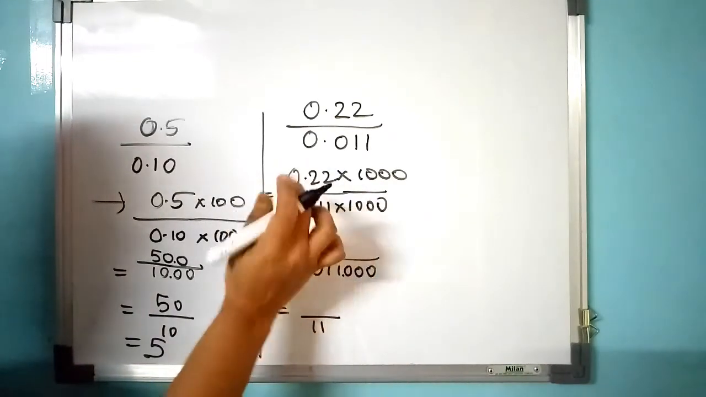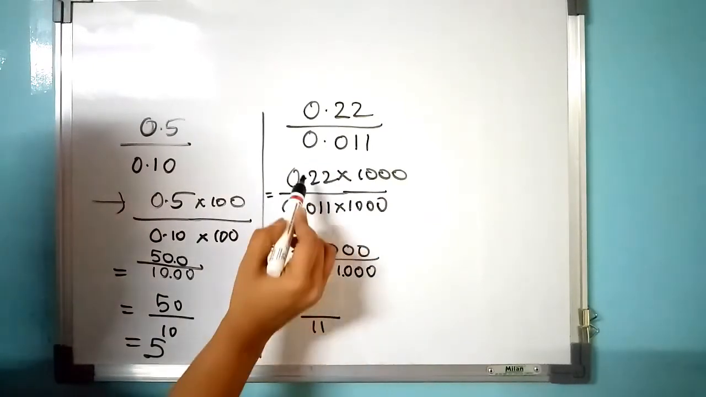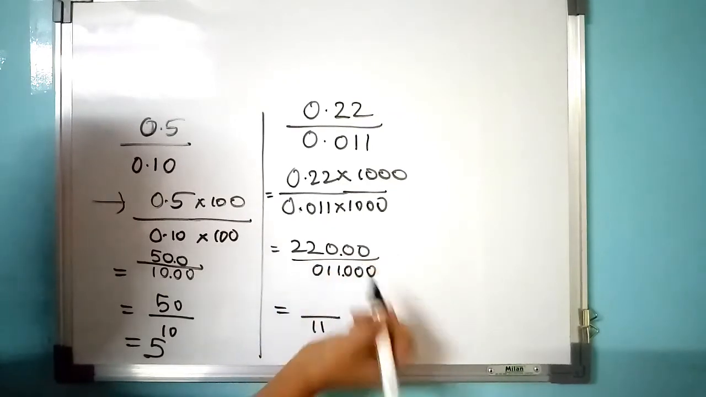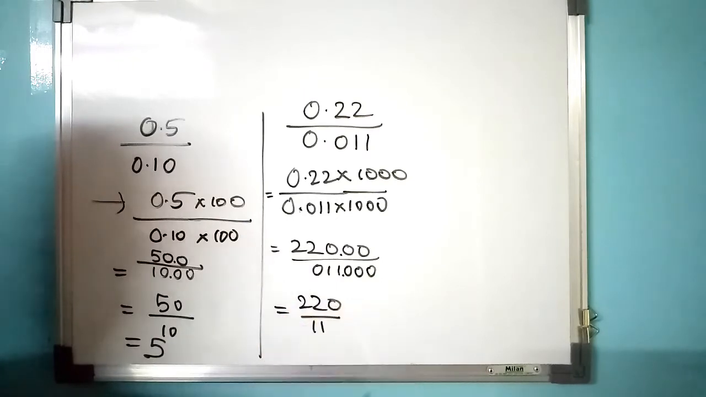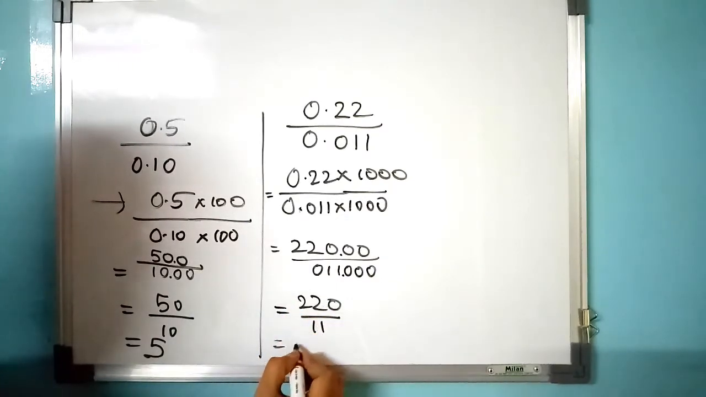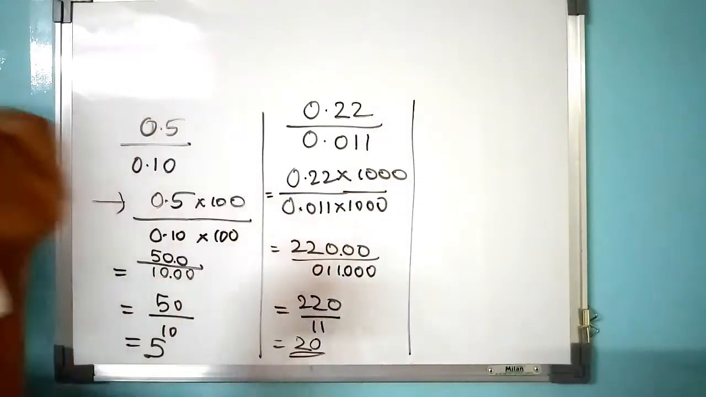Similarly, on top, 2 2 and 3 zeros, and after the decimal 2 digits, so from right to left we come 2 decimals, and so it is 220 on top. The answer comes 220 by 11, which means 11 twos are 22 and 11 zeros are 0. So in that way you get the answer 20. Simplest way to solve.